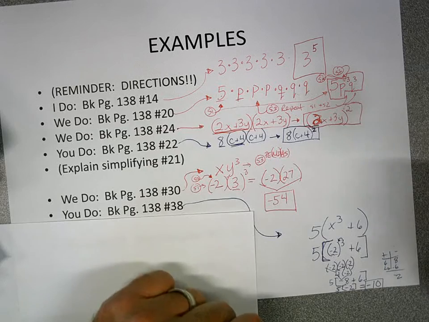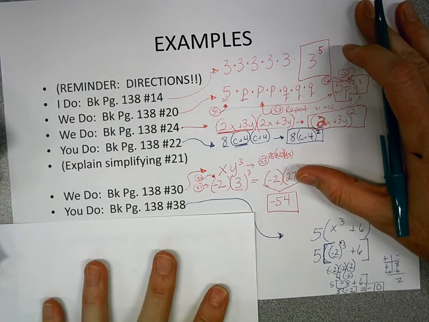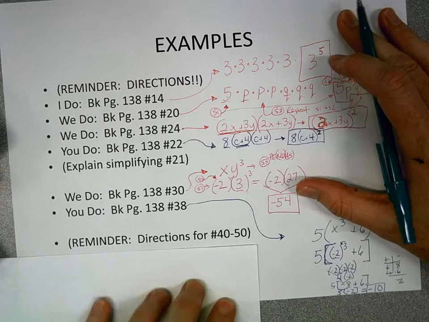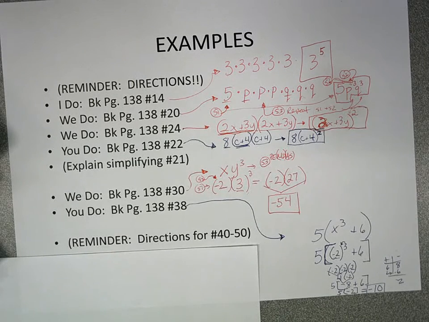All right. Now, I do have one reminder before I let you guys get started, and that is take a look at numbers 40 through 50 on your homework. If you take a look, the directions say evaluate each expression. So what that means is you're not writing in expanded form, you're not doing any of that. What you're doing is you are evaluating them. You are actually simplifying them. So I want to make sure that's clear. Simplify all of those. So with that said, that is our lesson on powers and exponents.